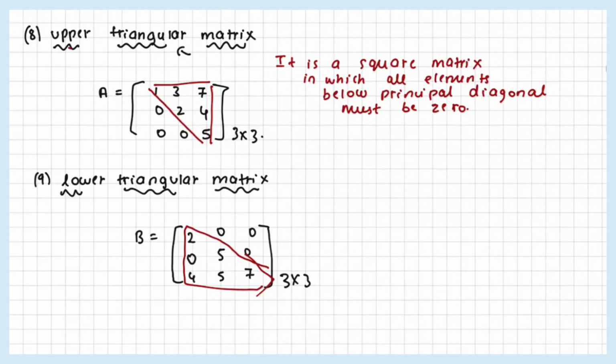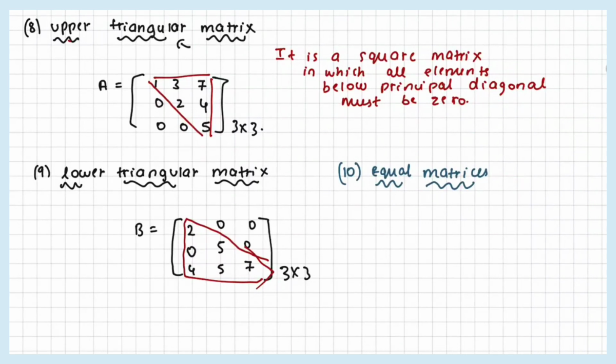What is the definition for the lower triangular matrix? It is a square matrix in which all the elements above the principal diagonal must be 0. See, that's all. And the last type of matrix is the equal matrix.